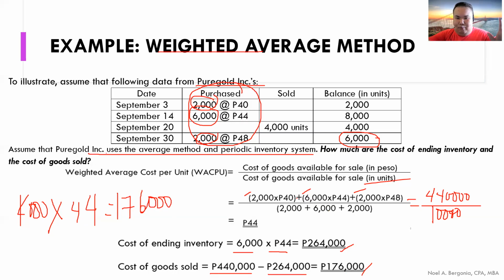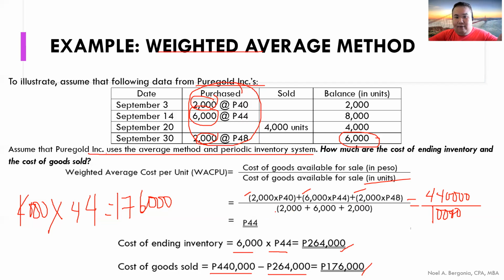So for the weighted average method, compute first the WACP and then multiply it with the remaining inventory, and that is the one you will use to derive the ending inventory and cost of goods sold. No need for you to monitor which was bought first or even how much it was, because we are using the average cost per unit as our multiplier. So again, the products here are interchangeable.